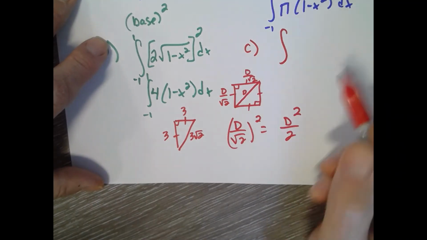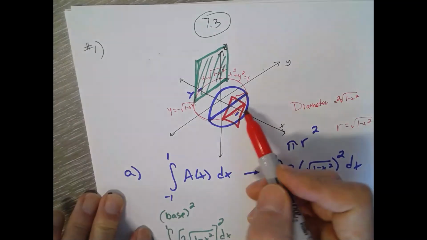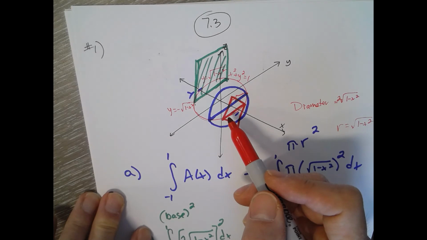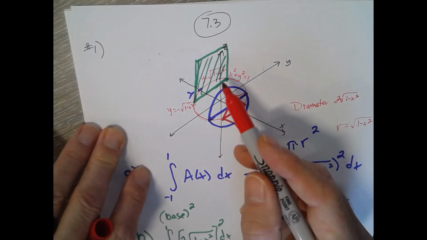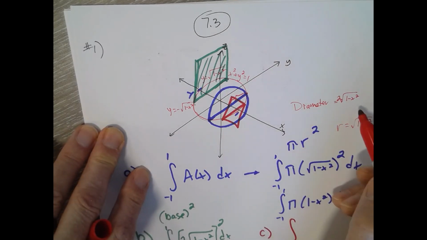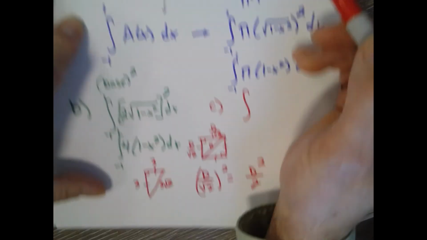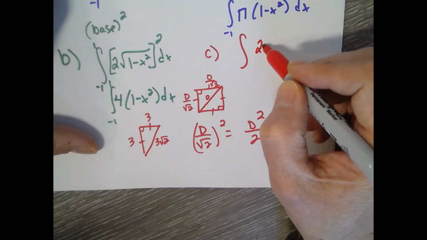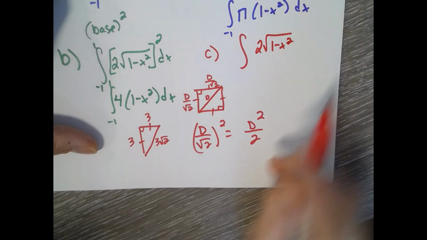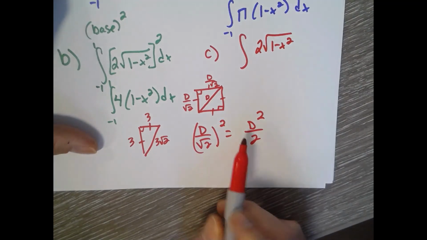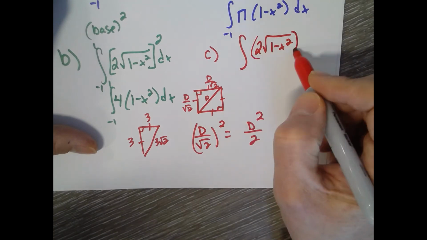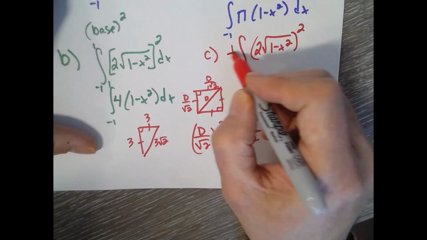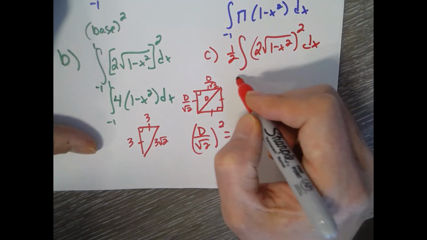Okay, so our diameter here is this, right, the distance, which was our diameter for the circle, and it was the base for our square here. So it's still 2 square roots of 1 minus x squared. So it's 2 square root of 1 minus x squared squared, and then 1/2 of that. I'll put the 1/2 out front, from -1 to 1.